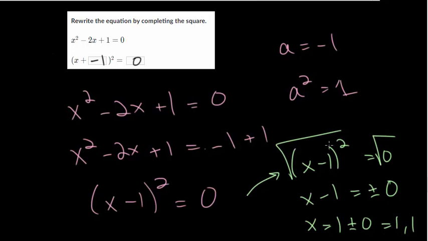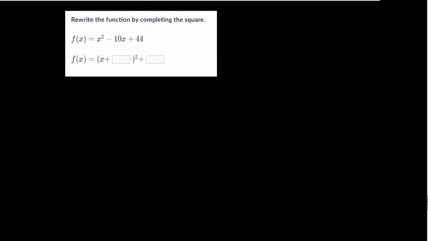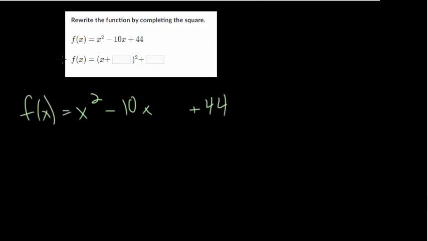And just since this was such a strange problem because it was already factorable, let me show you one that isn't. And we have x squared minus 10x. And I'll write the plus 44 off to the side because we need to find some space here. If this was equal to some value, I could just subtract 44 on each side and remove it. But since it's equal to a function, I'm going to leave it on the right side and just make a space here. So my a value, as always, is half the coefficient on x. So in this case, it's minus 5. So a squared, minus 5 times minus 5, will give us positive 25.